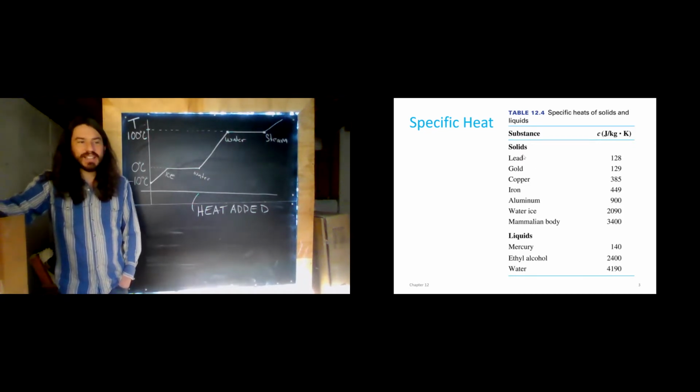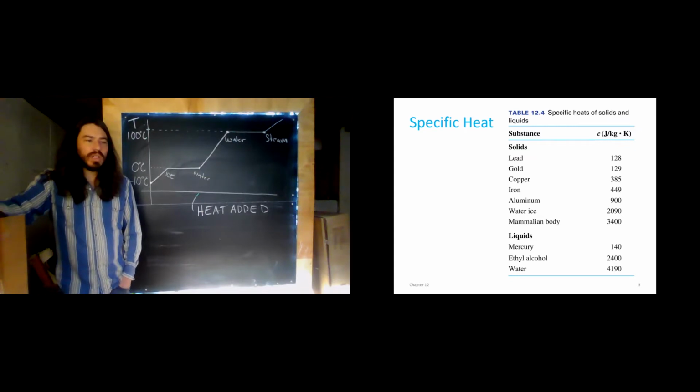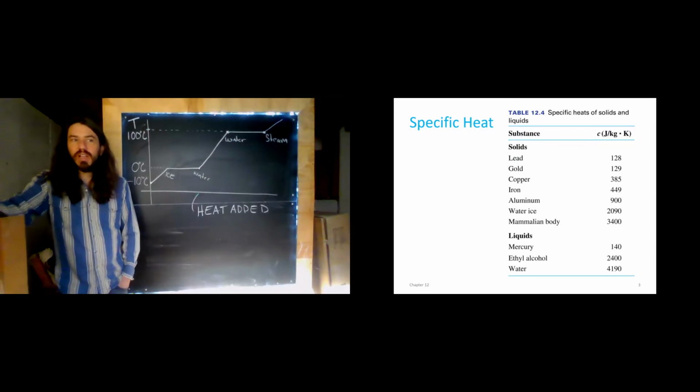Notice how much higher it is than some of these other metals. In fact, it's something like a factor of 40 times greater than lead. That's interesting, right? That means it takes 40 times more energy to change 1 kilogram of water by 1 degree than it does to change 1 kilogram of lead by 1 degree. Sort of surprising, actually. And the fact that water has this really high specific heat, that's why water makes a great place for storing thermal energy.